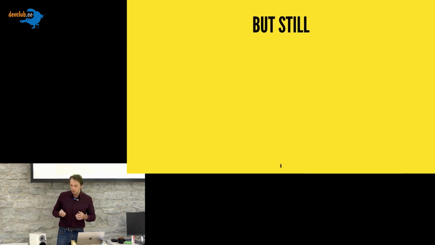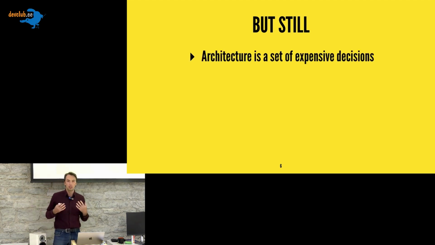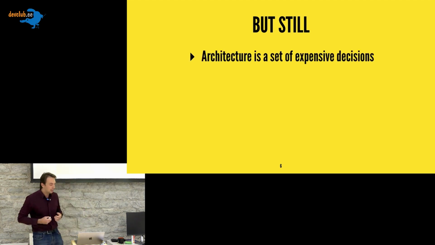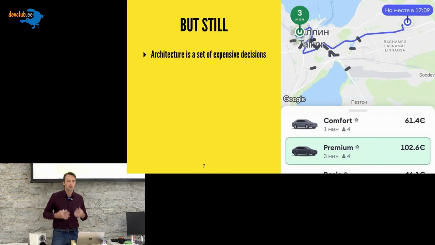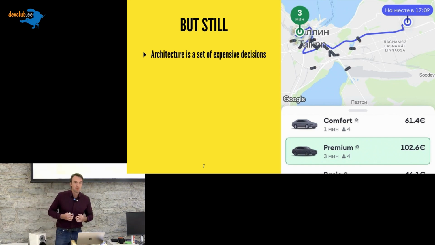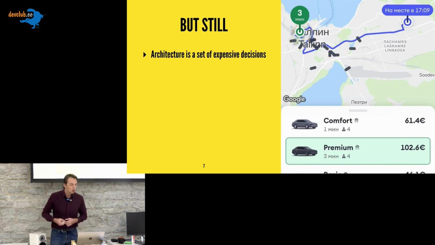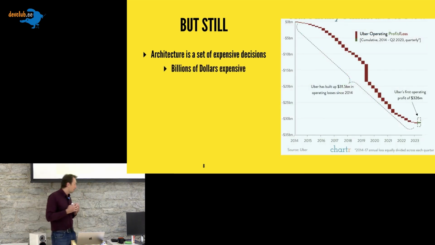So I have a better definition. You can define architecture as a set of very expensive decisions. Not as expensive as a boat ride in the rain in Tallinn. 100 euro for a 20 minute ride, but you know, profitability is not going to make itself happen. So yeah, but still, architecture is a set of expensive decisions, and sometimes it's billions of dollars expensive, right?